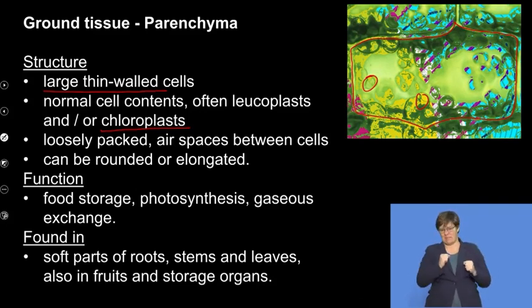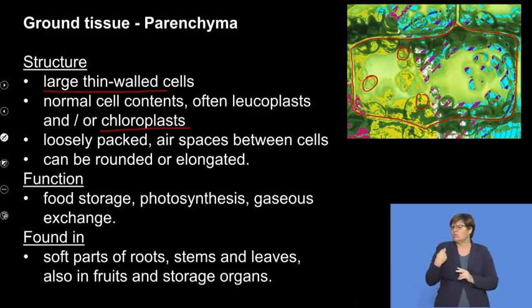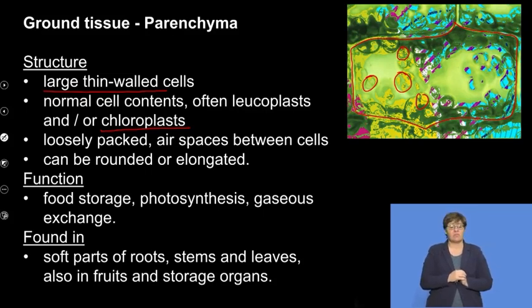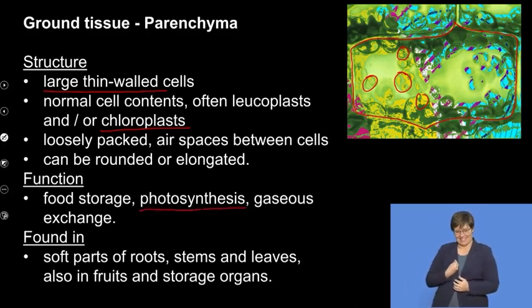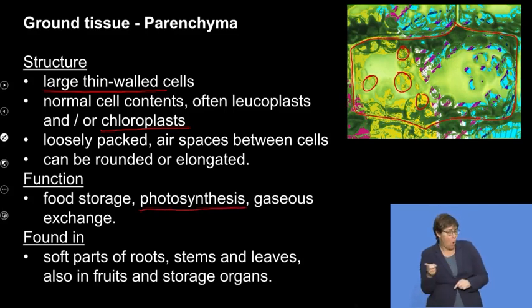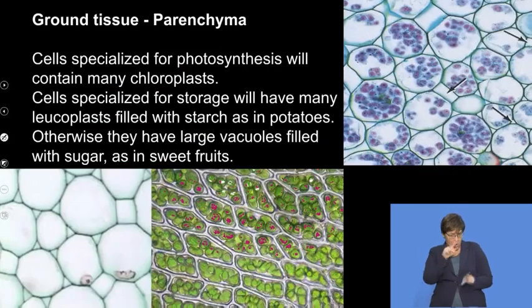Now, if we look at this one, what do you think the function of this particular cell is? It's got lots and lots of green things, so obviously its function would be photosynthesis. But not all parenchyma cells look exactly like that. Here are 3 different types of parenchyma cells. They're found in different parts of a plant, and depending on what their function is, they would have different contents.